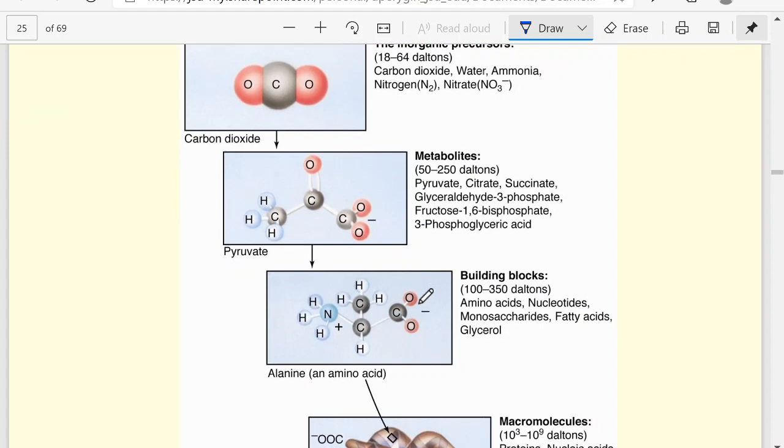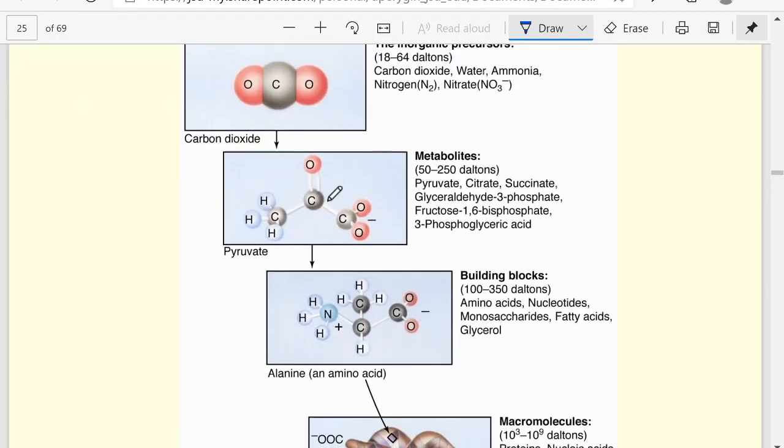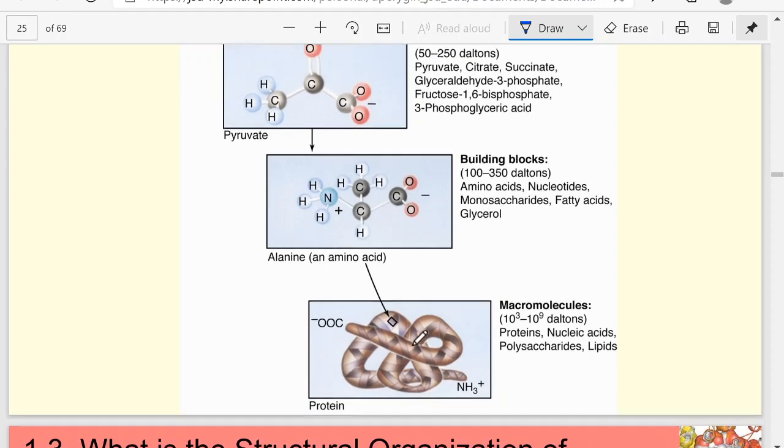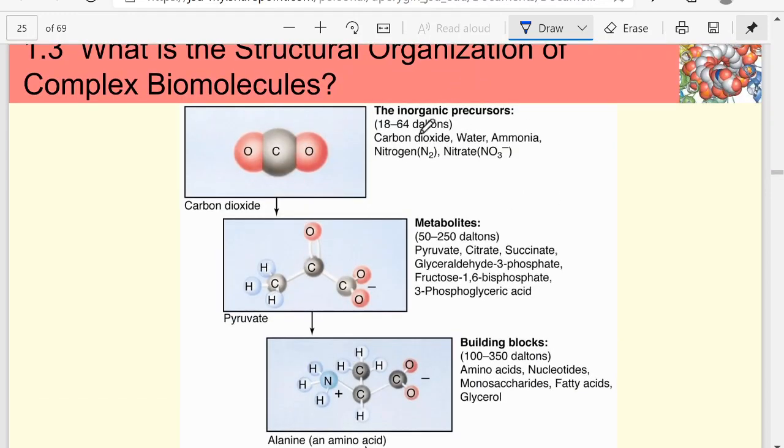Okay, so we see a chart here that explains how complex biomolecules are made of smaller metabolites. In this example, carbon dioxide is forming pyruvate that forms alanine, which is an amino acid, and the amino acid is a building block of a larger molecule like a protein. So some more specific examples, we have carbon dioxide, water, ammonia, nitrogen, nitrate as inorganic precursors to these larger metabolites, which are pyruvate, citrate, succinate, and so forth. These are also small molecules.